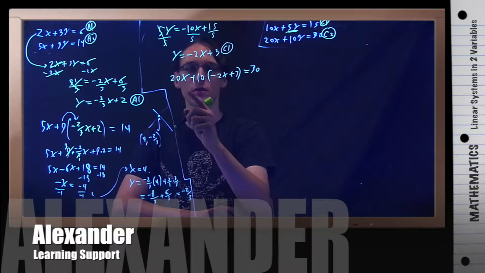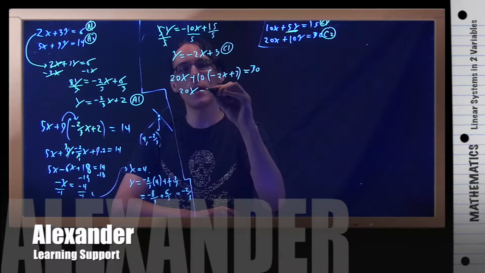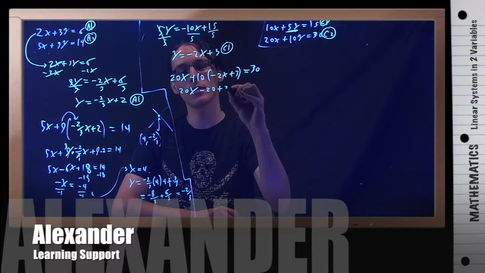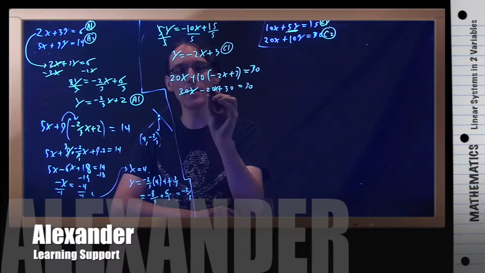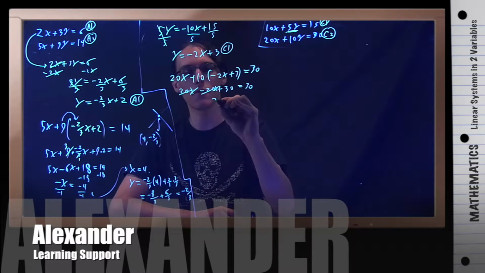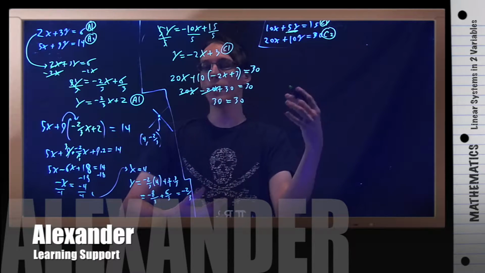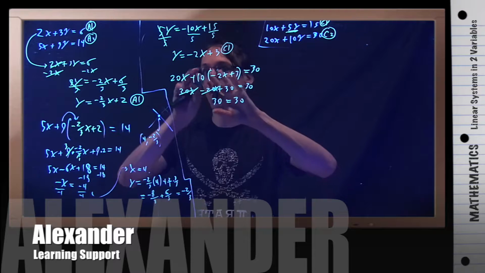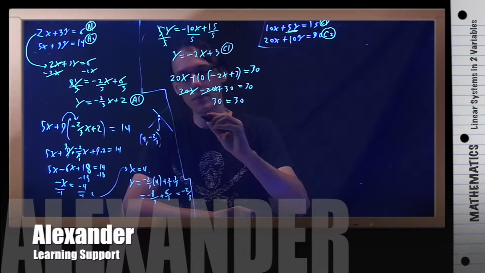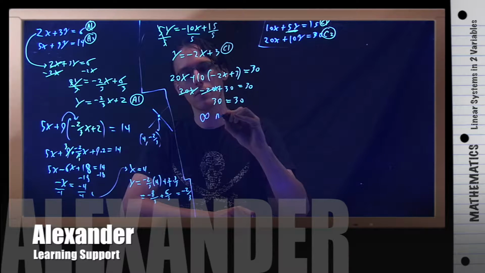Let's see what happens. Distribute the 10 in here. I get 20x minus 20x plus 30 equals 30. Huh, my x's cancel out entirely, and I'm just left with 30 equals 30, which is true. It's trivially true. When this happens, again, assuming all your algebra was correct, we know right away that there's an infinite number of solutions.